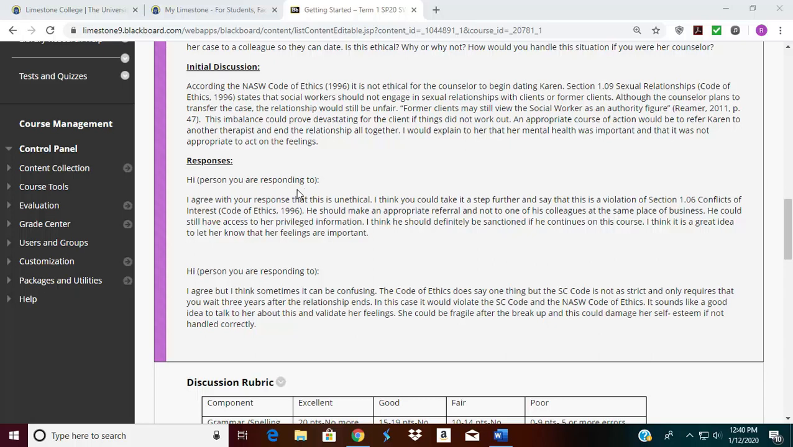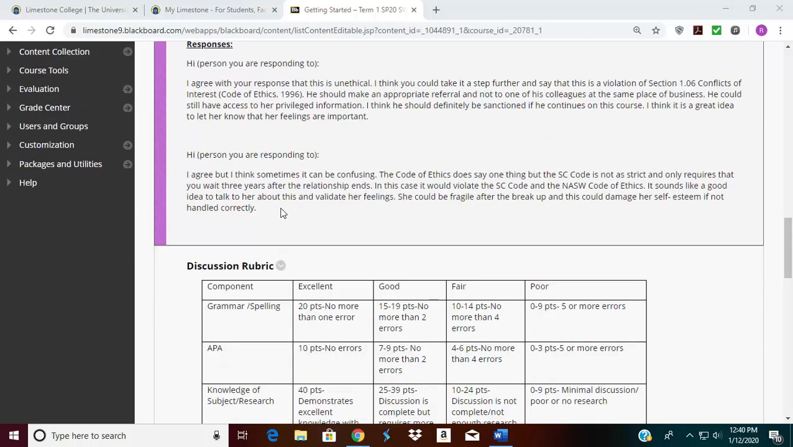Let's look at the second response. So the second response was to another person. Now this person says, I agree, but I think sometimes it can be confusing. The Code of Ethics does say one thing, in South Carolina Code of Ethics requires something different. Okay, what this person is talking about is the NASW Code of Ethics compared to South Carolina Code of Ethics. Normally they are in line with each other. It's just that with the South Carolina Code of Ethics, it talks a little bit different from the NASW Code of Ethics, but they're kind of saying the same.